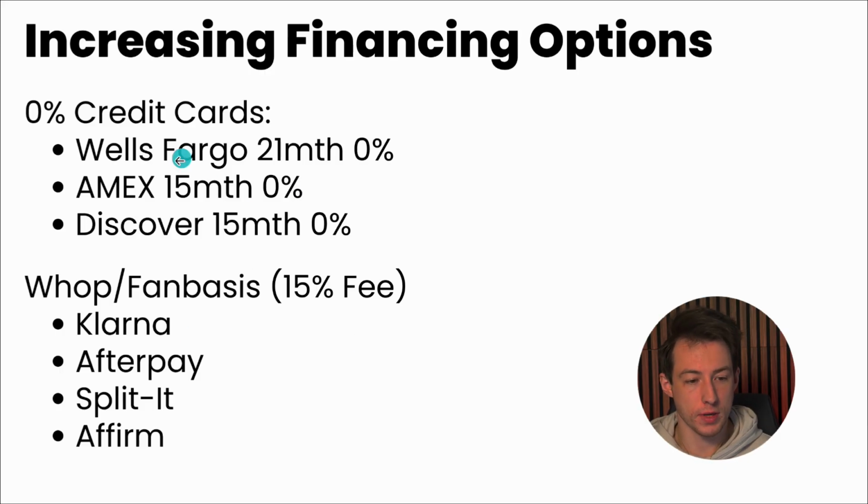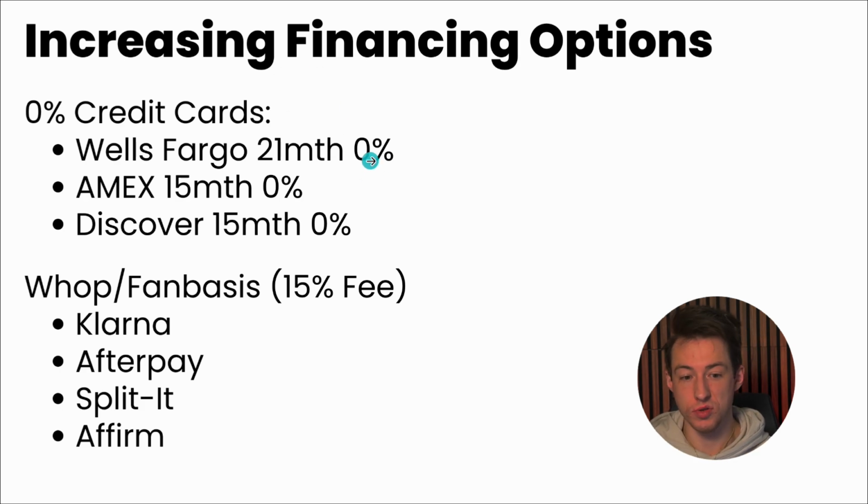So for example, the first one up here are the 0% credit cards. You can utilize these no matter what business you are. The Wells Fargo, Amex, and Discover card: if you literally go on their websites and just type in Wells Fargo 21-month 0% interest card, it will automatically be the first link that pops up. You can send these to your clients. Usually they need at least a 650 credit score or higher to qualify for any of these cards.